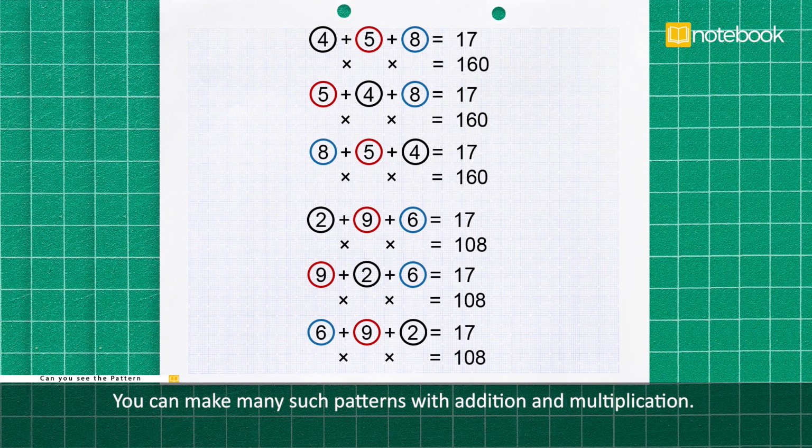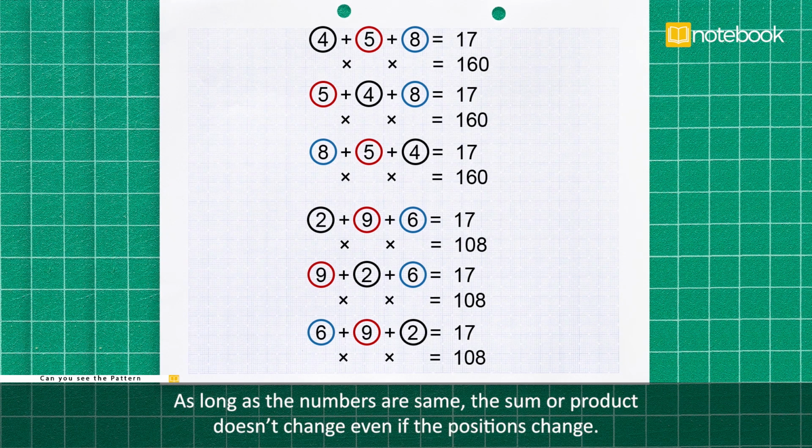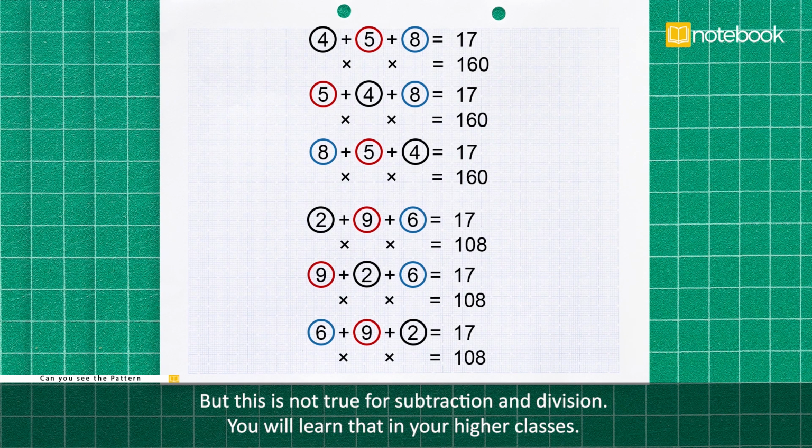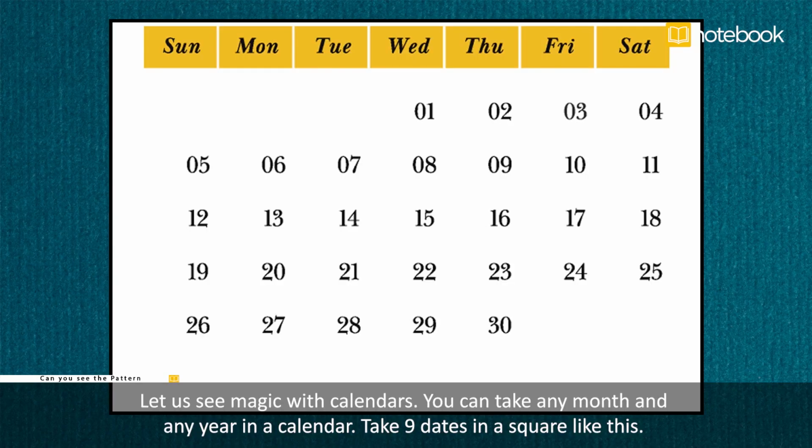You can make many such patterns with addition and multiplication. As long as the numbers are same, the sum or product doesn't change, even if the positions change. But this is not true for subtraction and division. You will learn that in your higher classes. Let us now see magic with calendars.